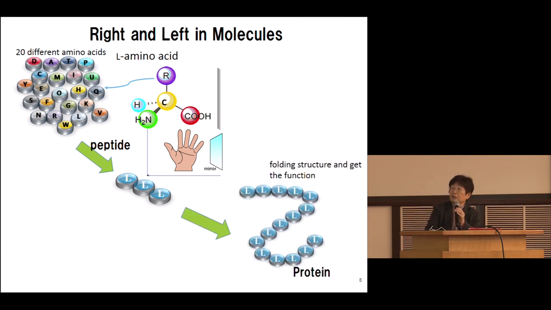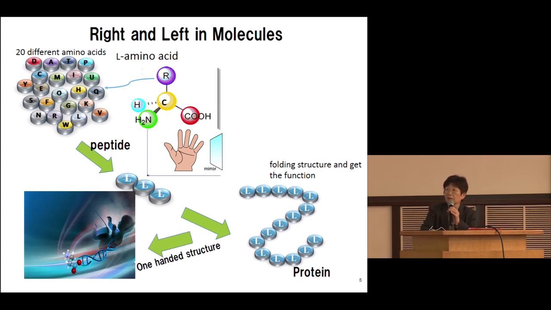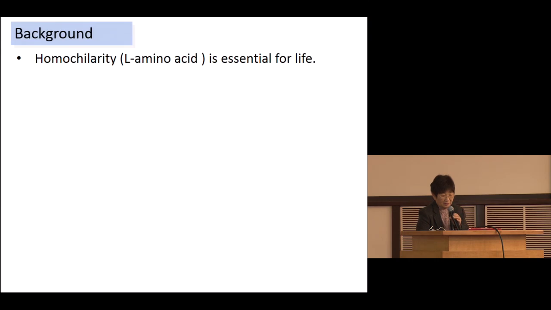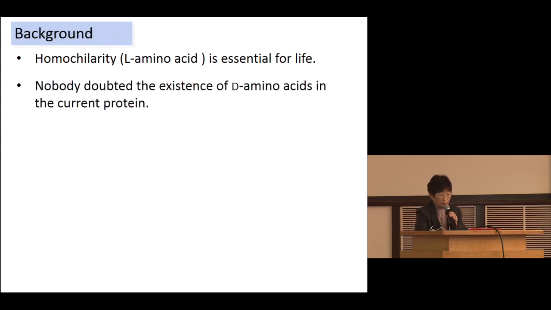And short L polypeptides evolved into protein. Protein can get a folding structure and get a function, and this linked to the emergence of life. So this is a one-handed structure. We are all one-handed structures, L amino acid polymers. So homochirality consisting of L amino acids on Earth is essential for life. Therefore, nobody doubted the existence of D amino acids in the current protein.